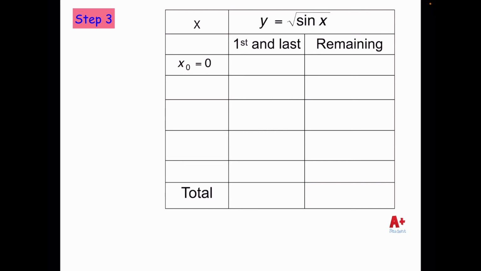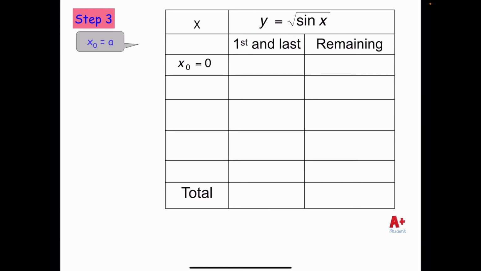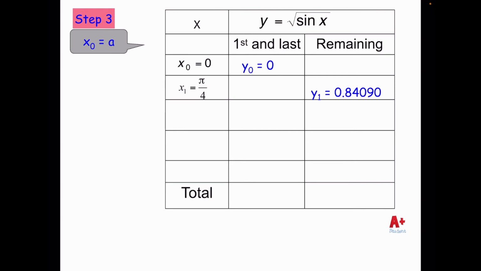Okay, so when x equals to 0, just substitute into your function y equals to sin x. So this is equals to 0. And then next value, which is 0 plus pi over 4. Therefore, your x1 is pi over 4. Substitute your pi over 4 into sin x. And then write in the remaining column, which is y1 equals to 0.84090.